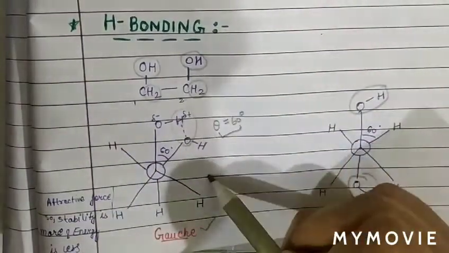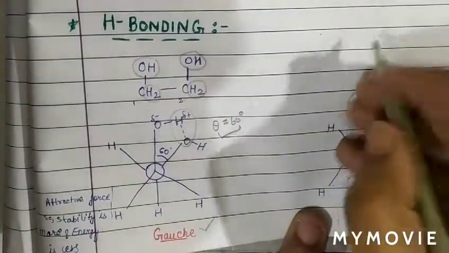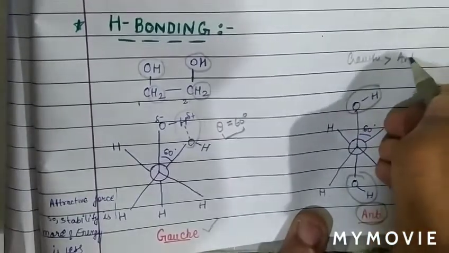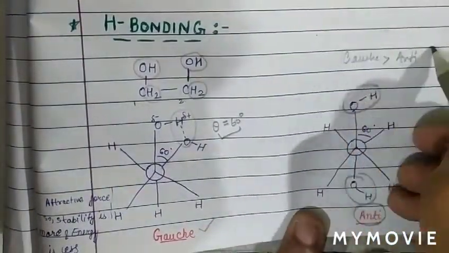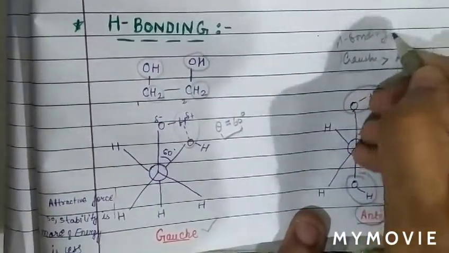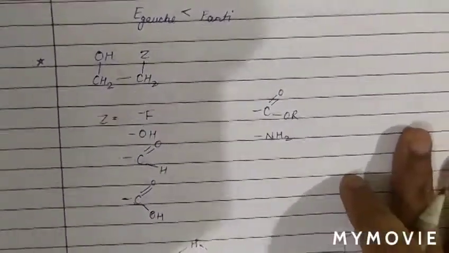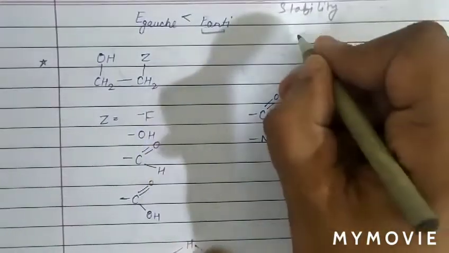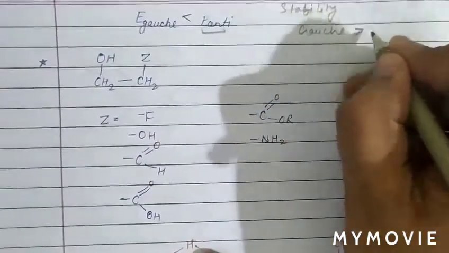So in case of ethane-1,2-diol, gauche form is more stable than the anti form, because of the presence of hydrogen bonding. So basically, what are the groups when the energy of anti form is more than the gauche form, and stability of gauche form is more than the anti form?